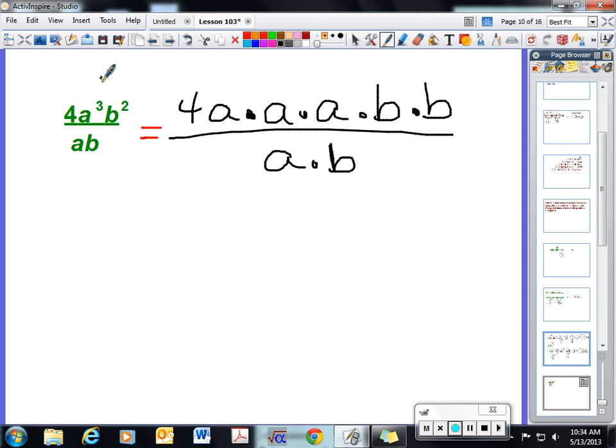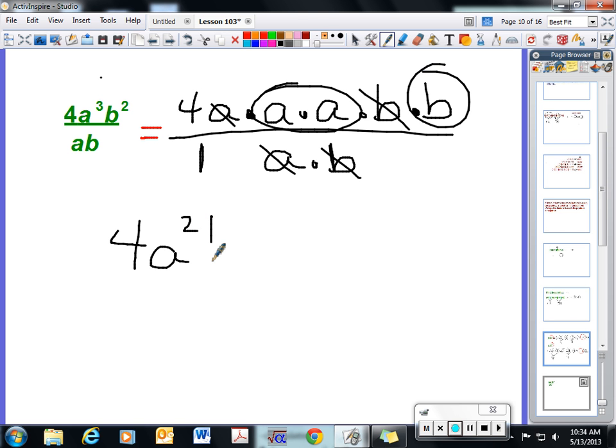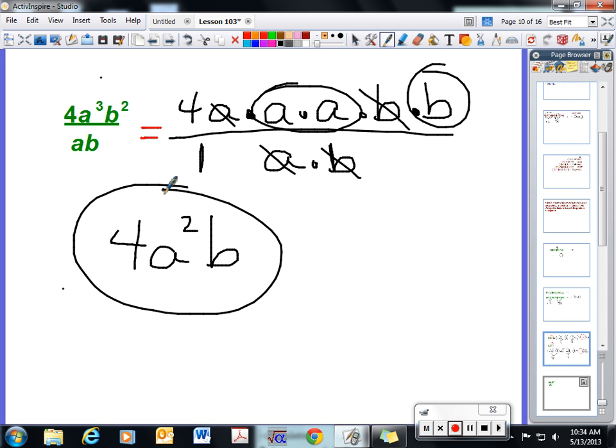Now what we're looking for is factors that we can cancel. Well, we can definitely cancel the two a's, and we can cancel those b's. There's nothing to divide the number by, so it's just 4 over 1, which is 4. So we're left with 4a squared times b. And it's over 1, and that would just be 4a squared times b. So we just factor it out, and then we cancel what we can and multiply the remaining.